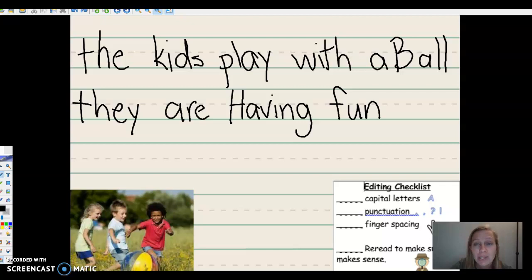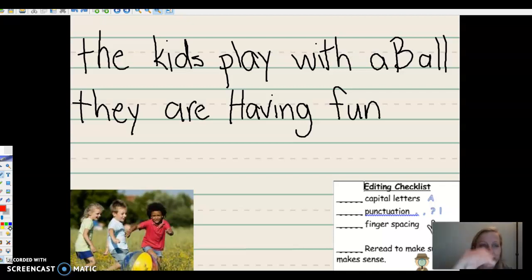The kids play with a ball. They are having fun. First thing I need to look for are my capital letters. They come at the beginning of the sentence. So I'm going to get my red ready.